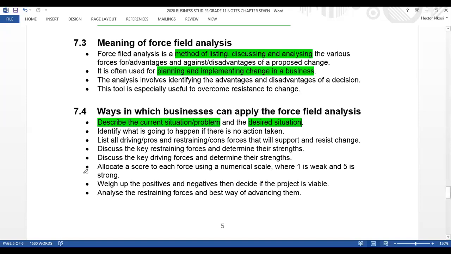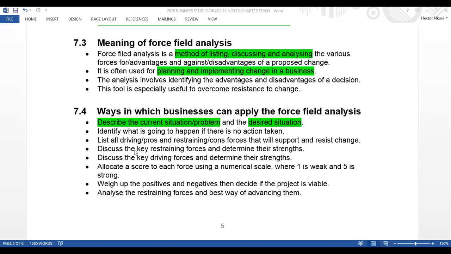Then you must be able to discuss the key restraining forces and determine their strength. Discuss the key driving forces and determine their strength. So you must discuss all your cons, meaning your disadvantages, and discuss all your key driving forces, meaning all your advantages about that problem or situation. Right, grade 11.